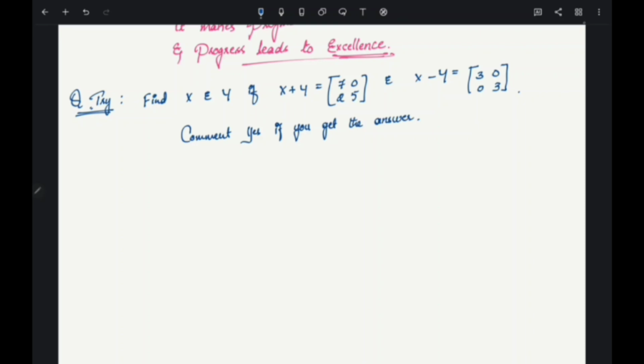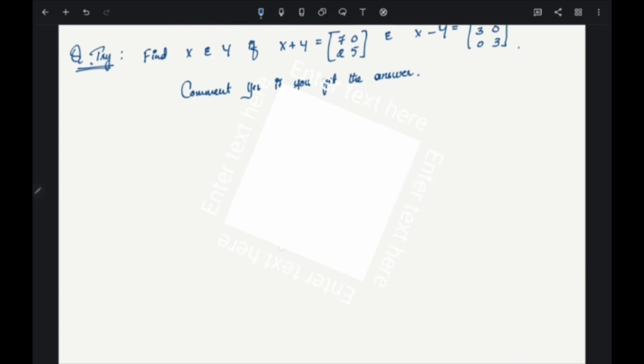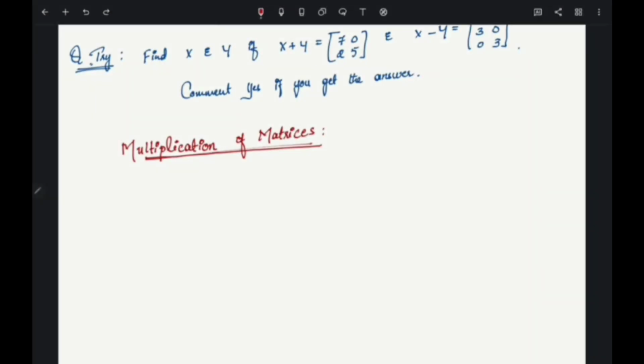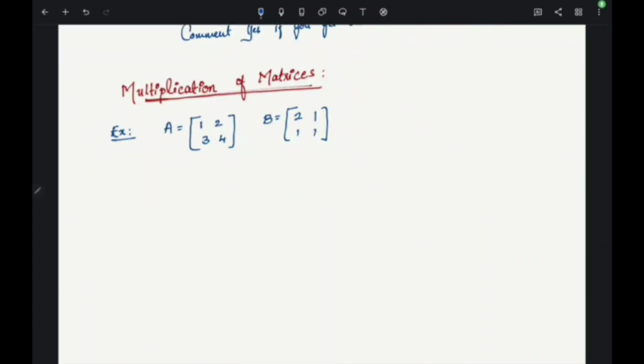So let's move on to the next topic. Before going to the next topic, you should know matrix multiplication. I have seen many students struggle to multiply matrices because it's not the same as addition and subtraction. So let's multiply these two matrices.